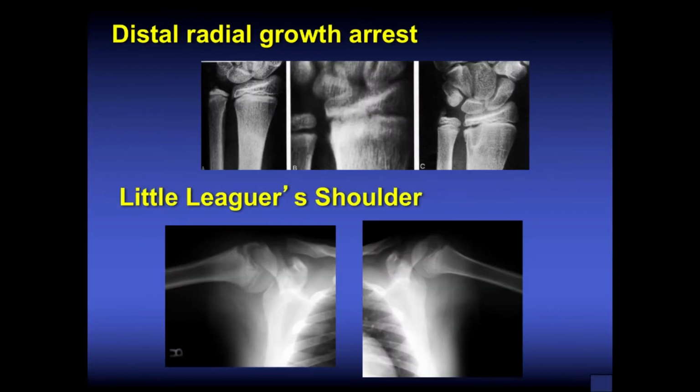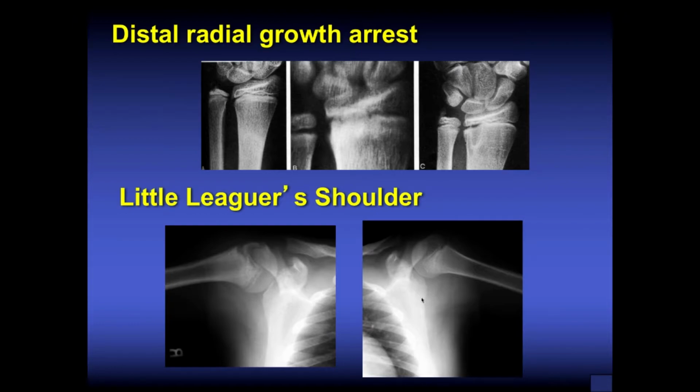This is an example on the bottom of little leaguer's shoulder. You can see on the right shoulder, on the left-hand side, there is a greater distance here, greater radiolucency from the humeral epiphysis to the metaphysis. So this is a Salter 1 fracture of the proximal humerus. And you can see the opposite side. So when you're making this diagnosis, it's oftentimes good to get a picture of the opposite side.